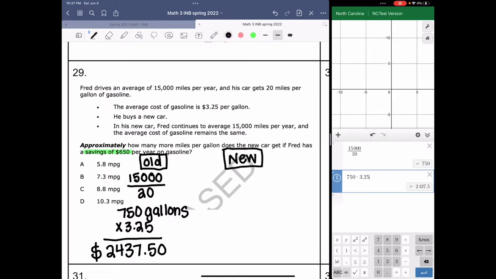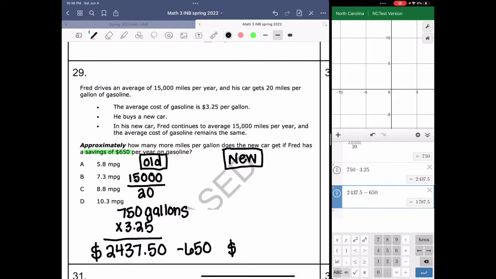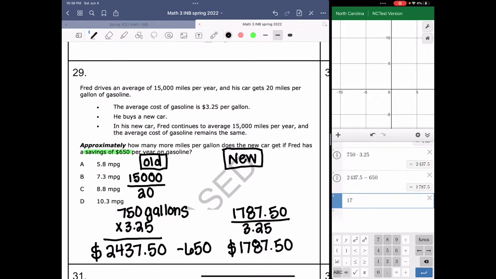So with the new car, we're going to subtract that $650, and we're going to figure out how much he's actually spending per year. And he's spending with the new car $1,787.50. And now we're going to work backwards. So we're going to divide the $1,787.50. We're going to divide that by 3.25. And if we divide that, that's going to give me how many gallons he's using in his new car.